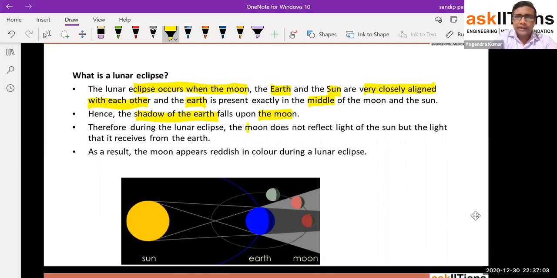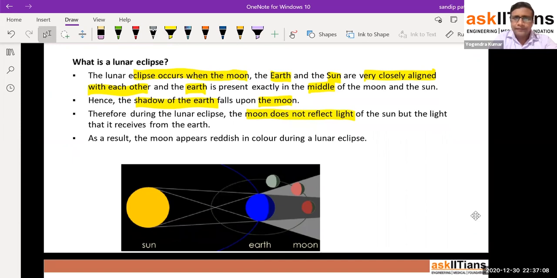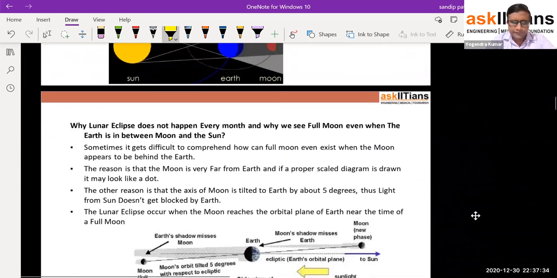Therefore the moon cannot reflect the light of the sun, right? So what is the light the moon receives? The light it receives is from the earth. Now earth is again a planet. Earth cannot produce its own light, so we can say earth takes the light from the sun and reflects it back to the moon, right? This is the process, right? So this light is reflected from the earth, and in that case the moon appears to be red color, reddish color, right? Therefore we can call it a lunar eclipse. Remember this part.